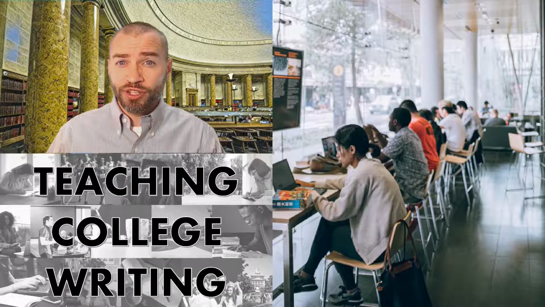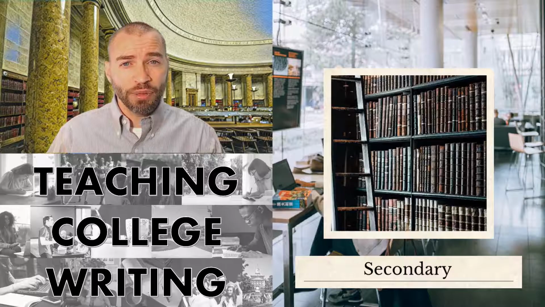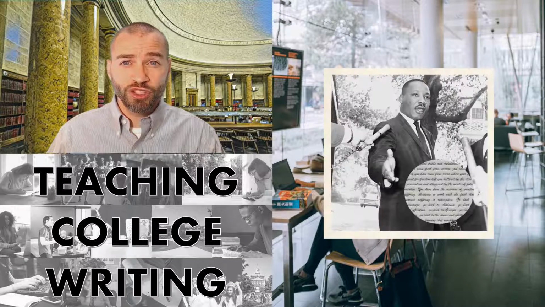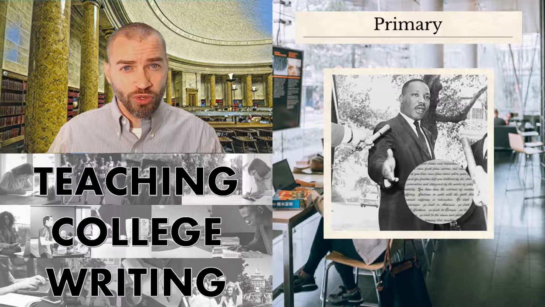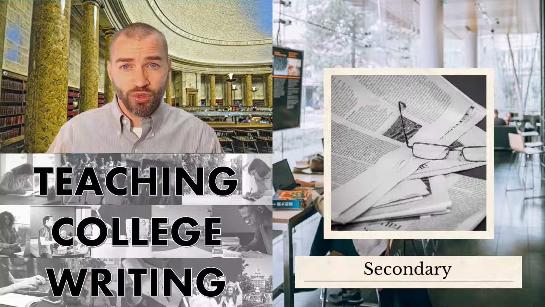For example, to a historian, the United States Constitution, an original document, would be a primary source, while an academic book that analyzed the Constitution would be a secondary source. In communications, you could make the same distinction between a speech, another primary source, and a critical review of that same speech, a secondary source.